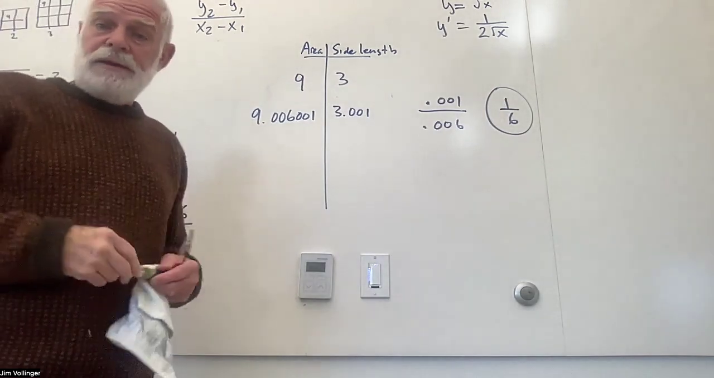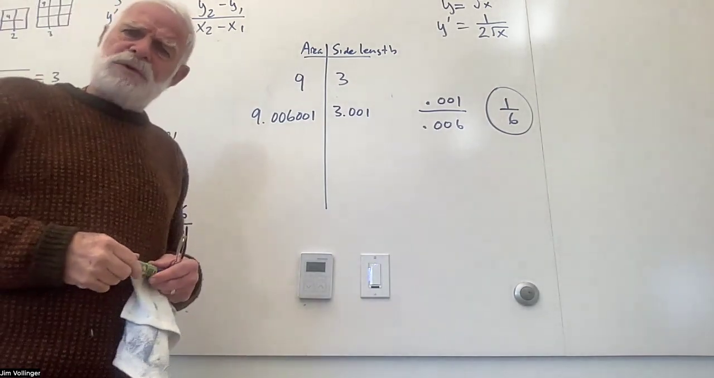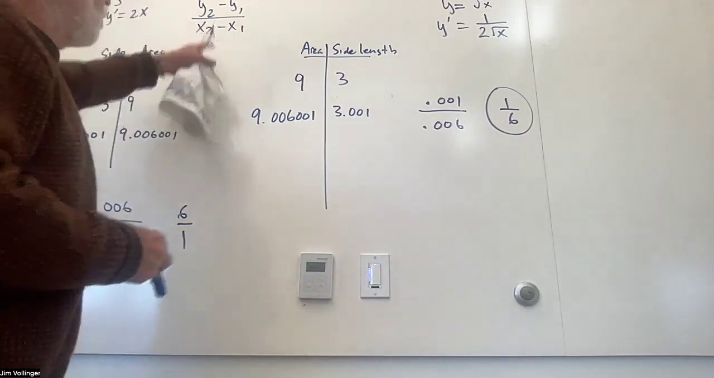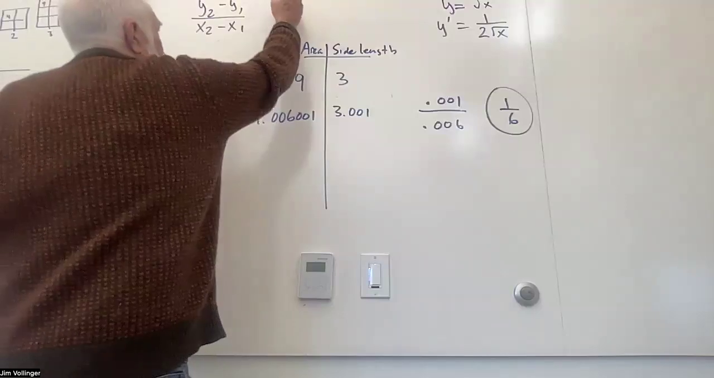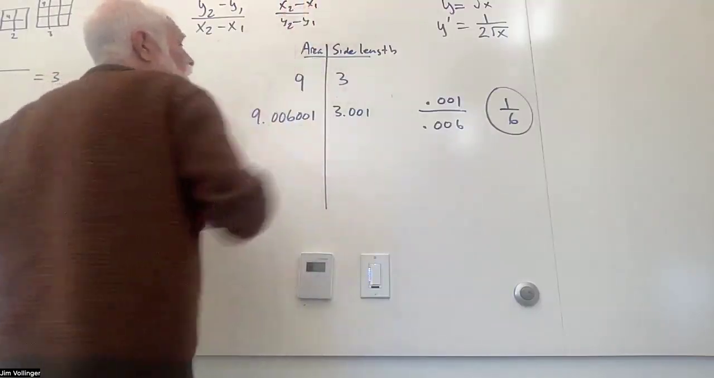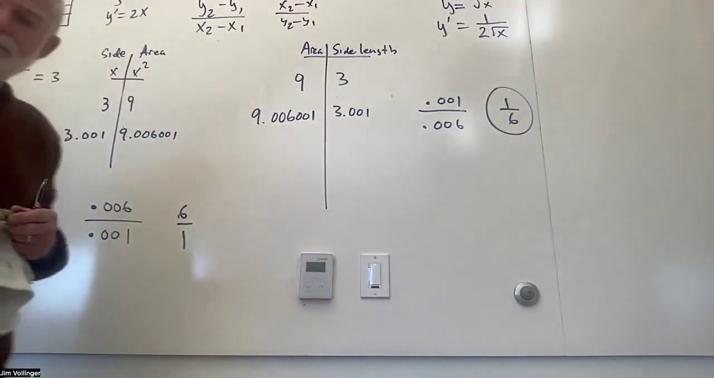Interesting. And why would we get reciprocals? Good question. Well, how do you get the inverse of a function? I think you change the x's and the y's. And if we change the x's and the y's, we got an x2 minus an x1 over a y2 minus a y1. That's something to think about.